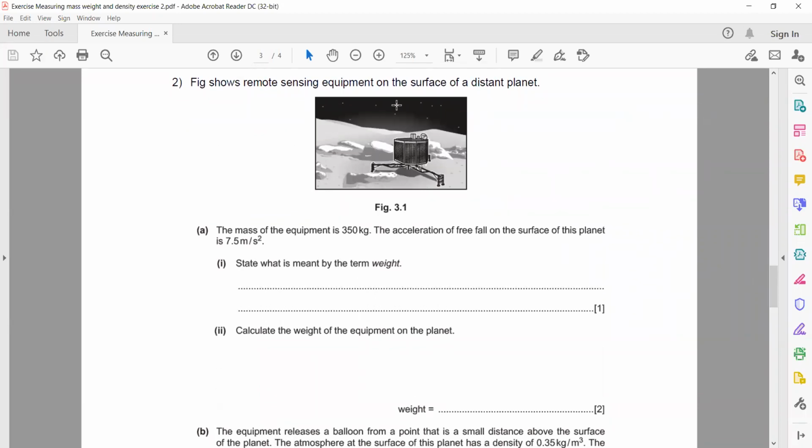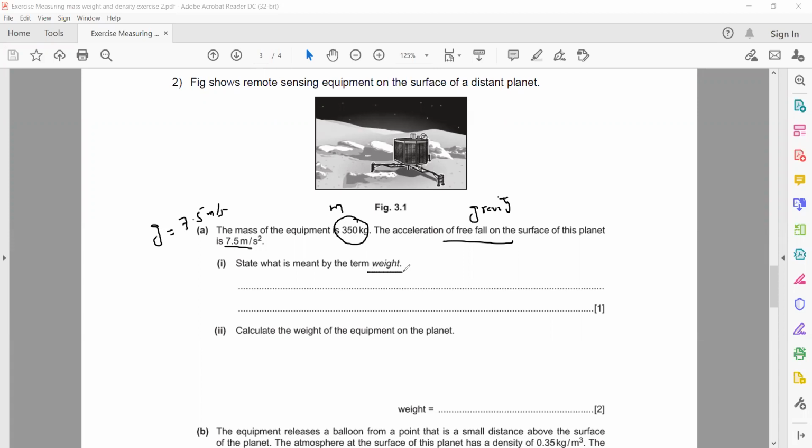In question 2, the figure shows a remote sensing equipment. Remote sensing equipment are equipment used to monitor objects from far away. Yeah, that's also good, Yusra, that the density of wood is low. That's why logs float on the water. That's true. So the mass of the equipment is 350 and the gravity, also known as the acceleration of free fall, is 7.5.